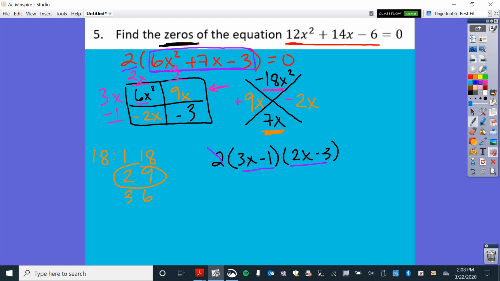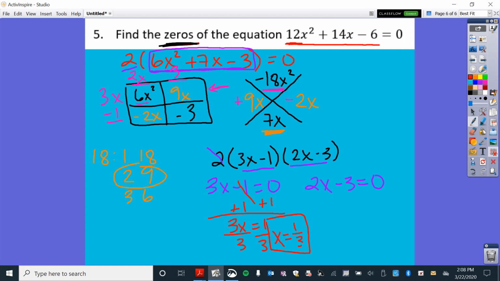Okay, so we're going to take our 3x minus 1 and set it equal to 0. And we're going to take our 2x minus 3 and set it equal to 0, and we're going to solve. So, with the 3x minus 1, what's the first thing you have to move? The minus 1, so I'm going to add 1 to both sides. So I have 3x equals 1. Okay, and then your last step, I have to get rid of that 3. It's multiplied, so the opposite of multiplication is I have to divide by 3. So I get x equals 1/3.